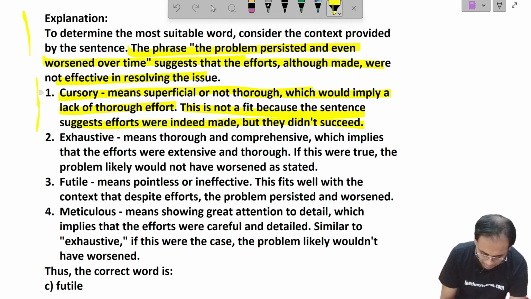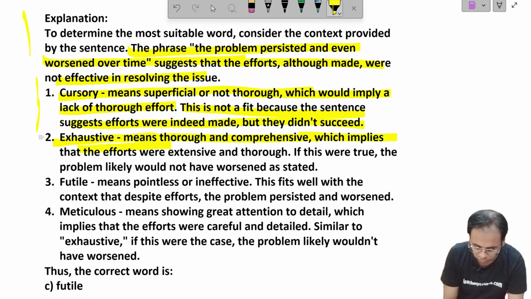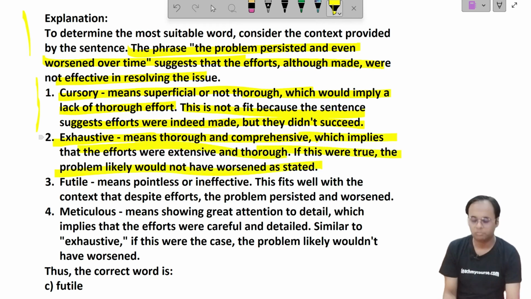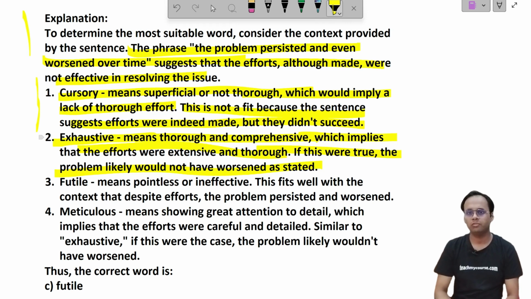Okay, second option, exhaustive, which means thorough and comprehensive, which implies that the efforts were extensive and thorough. If this were true, the problem likely would not have worsened. Like if we have made a really lot of efforts, normally we are likely to solve the problem, but still the problem was not solved. So maybe the efforts were not really exhaustive to solve the problem.